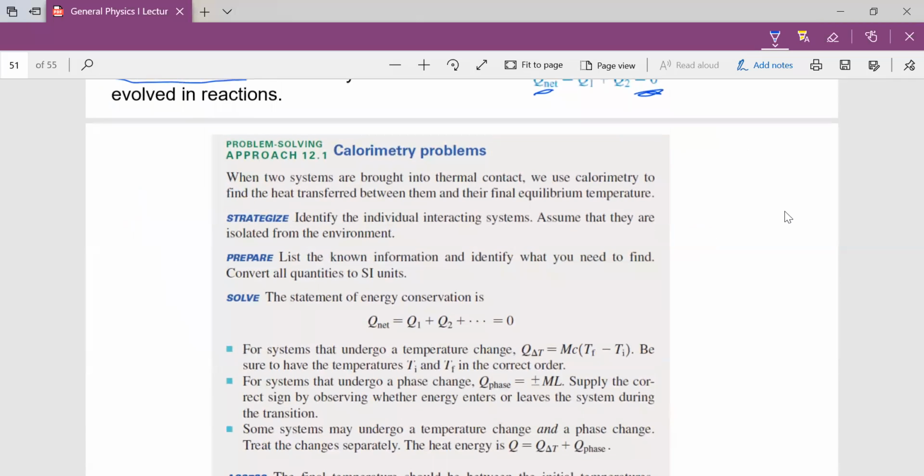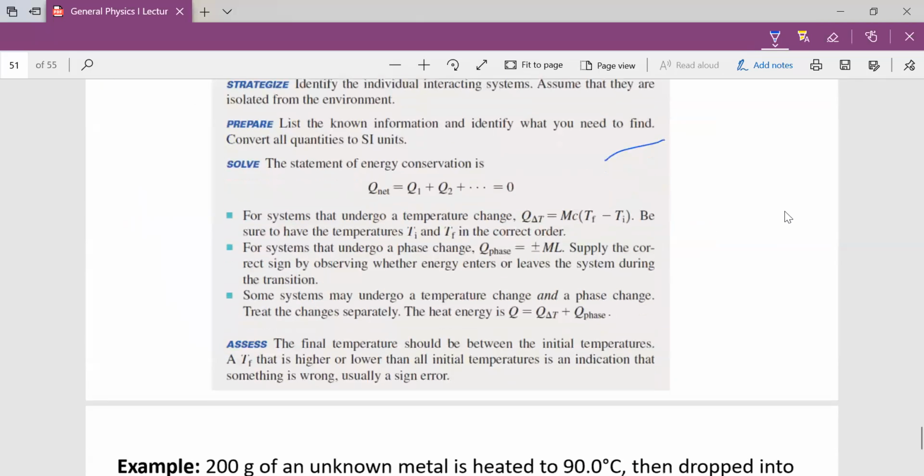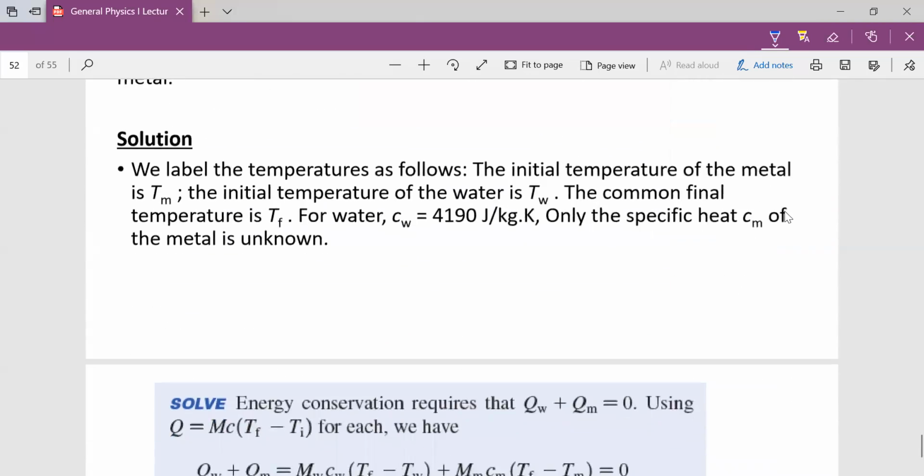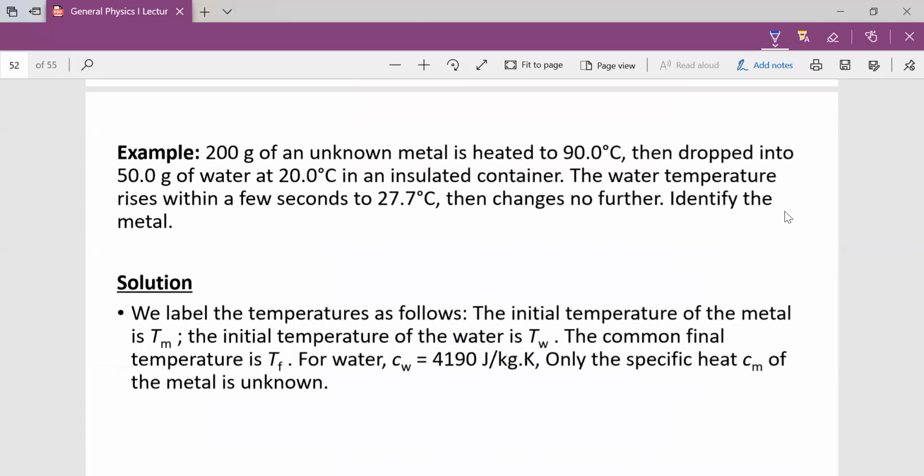We'll have the strategy of solving problems. It's the same steps that we've been applying. This is the very last example. 2 grams of unknown metal is heated to this temperature, and then it is dropped into 50 grams of water at 20 degrees. Look at the solid, heated to a high temperature. Then they want to cool it.